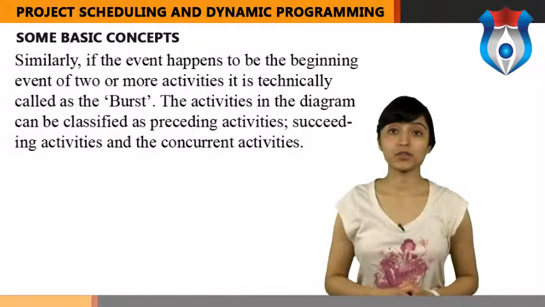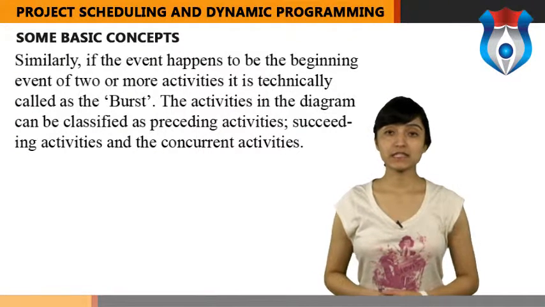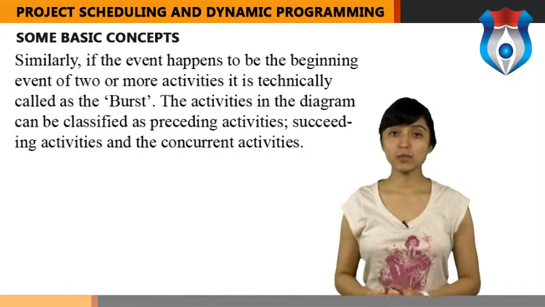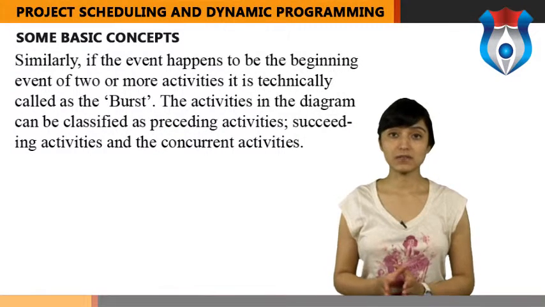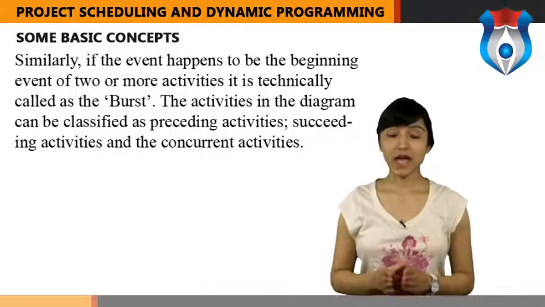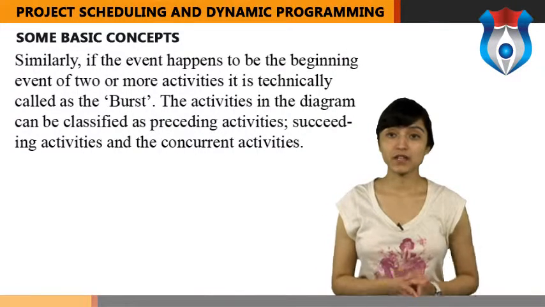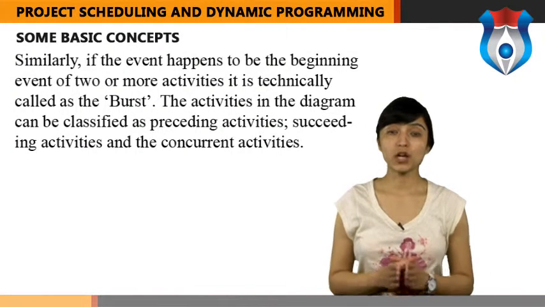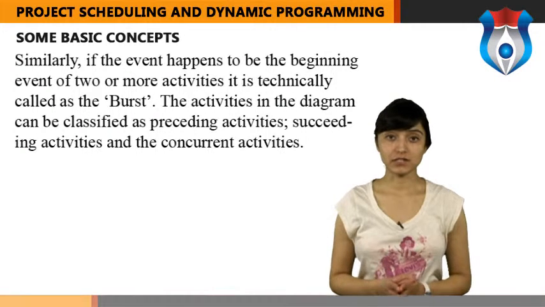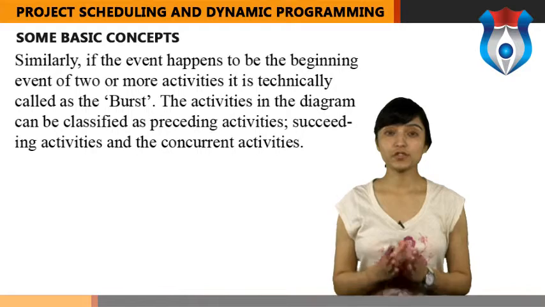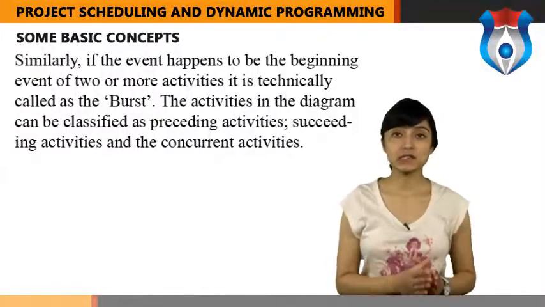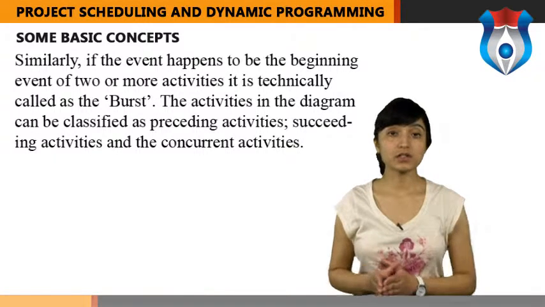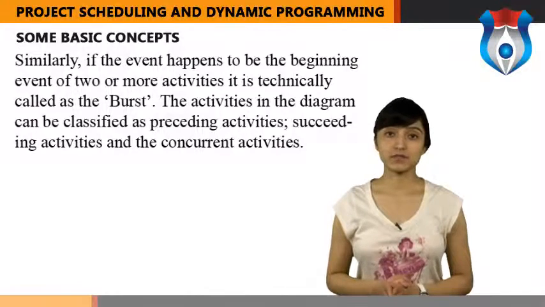The activities in the diagram can be classified as preceding activities, succeeding activities and concurrent activities. Activities which must be accomplished before a given event can occur are termed preceding activities. Activities which cannot be accomplished until an event has occurred are termed succeeding activities, and activities which can be accomplished concurrently are known as concurrent activities. This classification is relative, which means that one activity can be preceding to a certain event and the same activity can be succeeding to some other event, or it may be a concurrent activity with one or more of the activities.